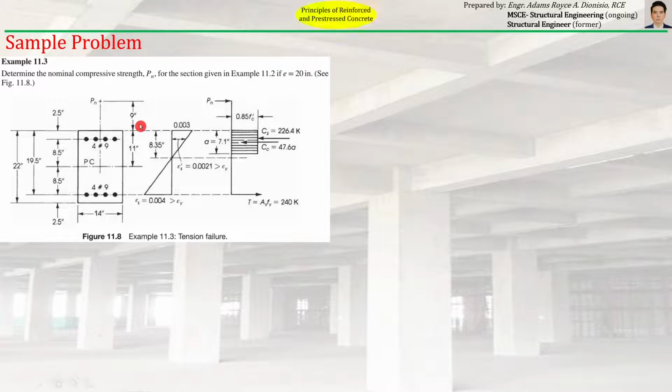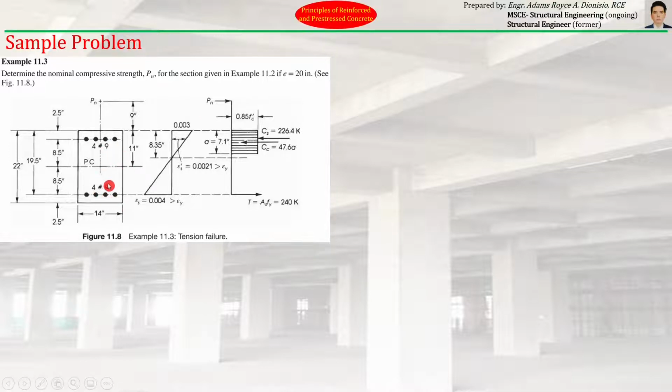Let's now try to solve this sample problem at hand. Determine the nominal compressive strength Pn for the section given in the previous example that we have solved, if e is equal to 20 inches. Okay, so same section pa rin yung given natin as the previous problem.